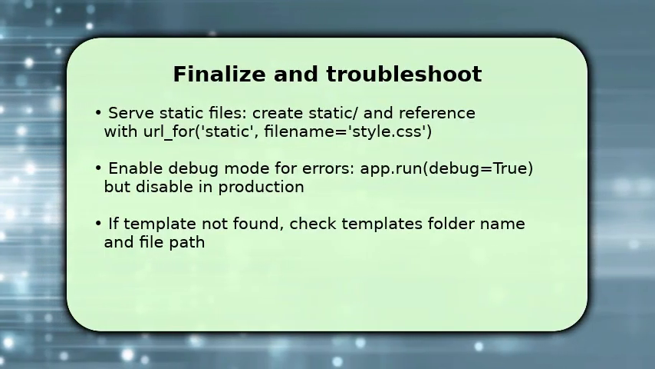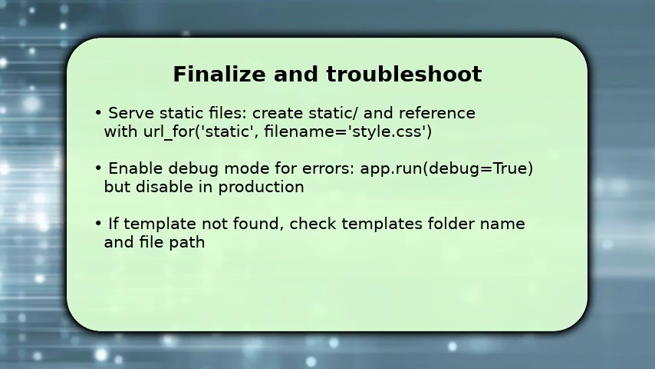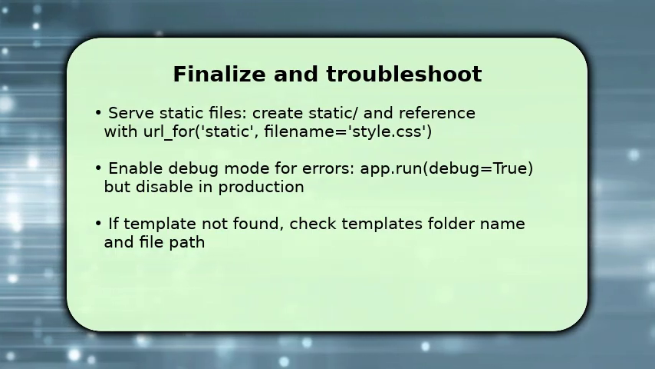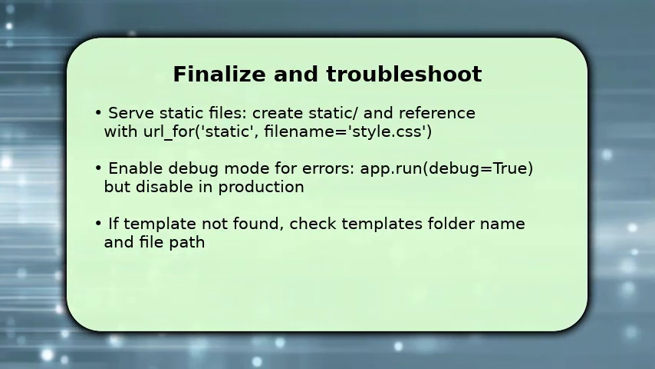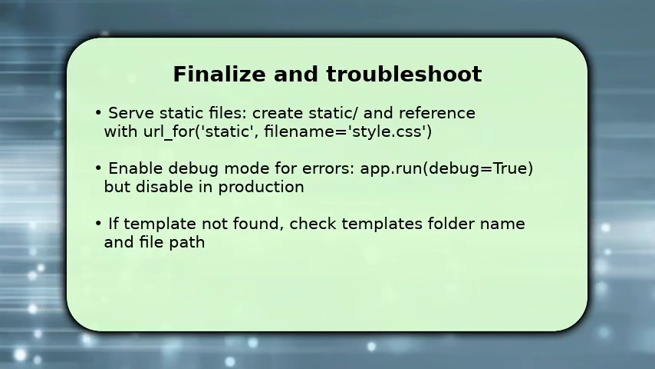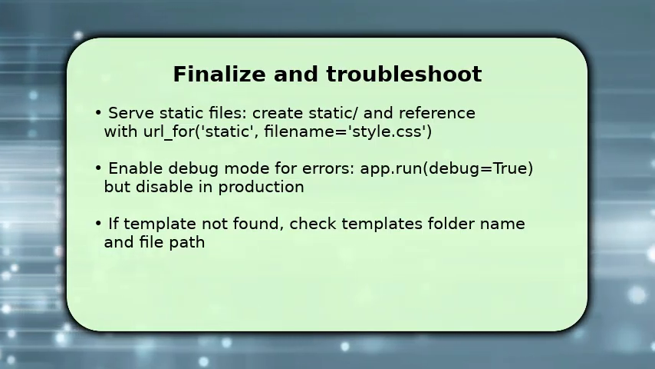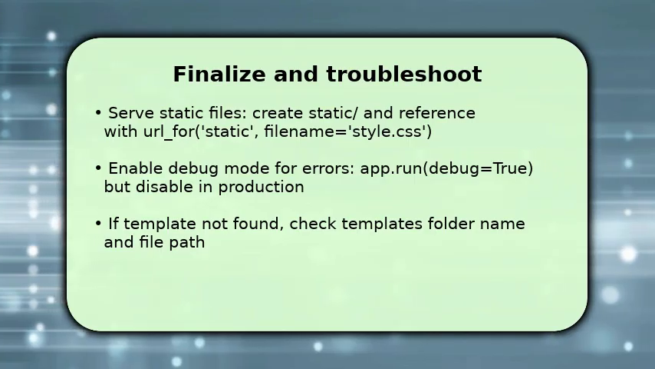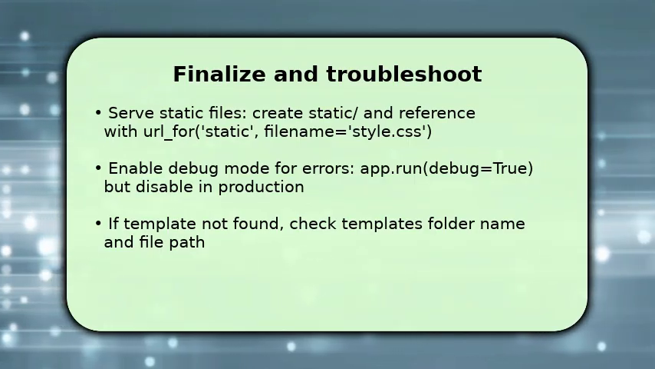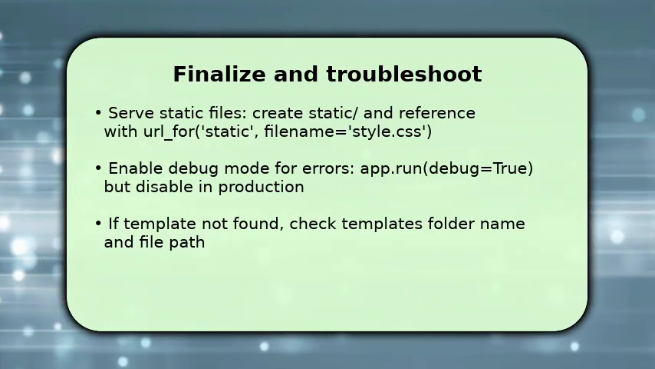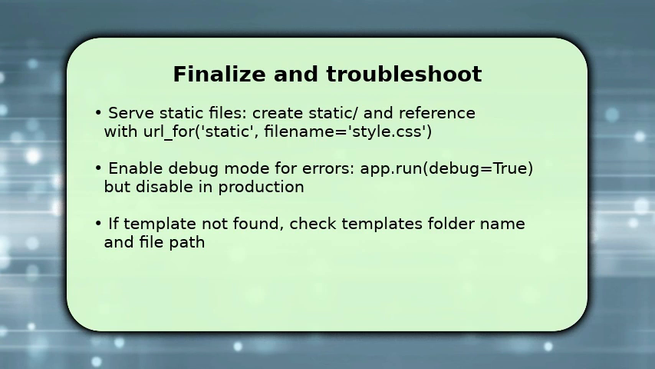Once done, enable debug mode locally to get helpful error traces, but make sure to turn it off in production. If pages don't load, check that templates/ and static/ are spelled correctly and that your app.run uses the right host and port. One key troubleshooting tip: template not found usually means incorrect folder name.